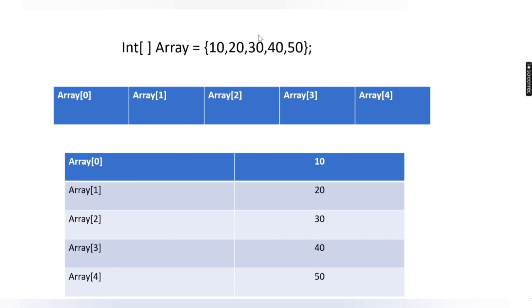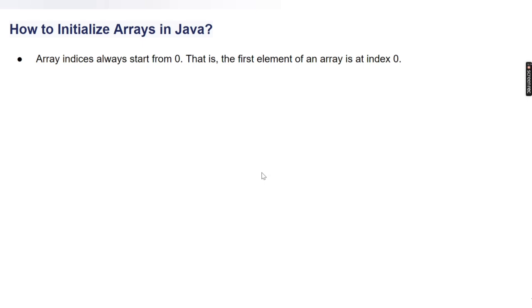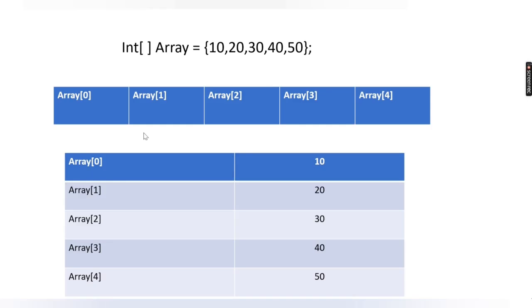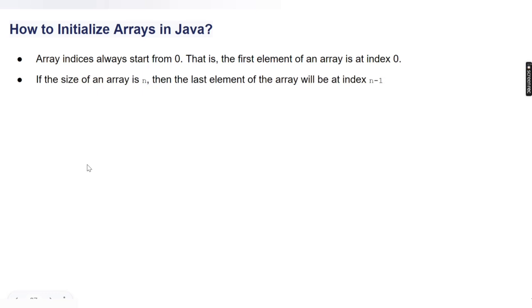If I want to get a particular element, let's say I want to get 30, then I need to access array of 2, because inside array of 2, 30 is present. Array indices always start from 0. That is, the first element of an array is at index 0. Here you can see the first element is 10, which is present at index position 0.